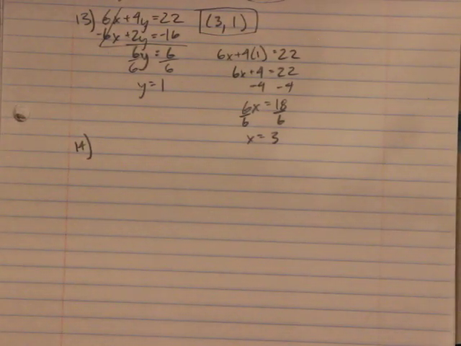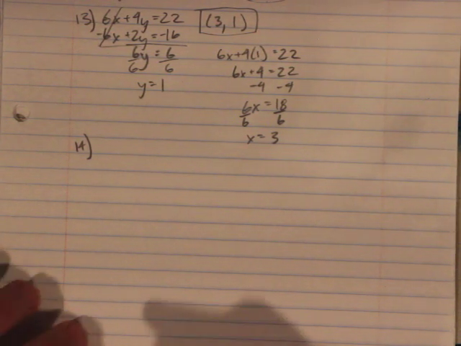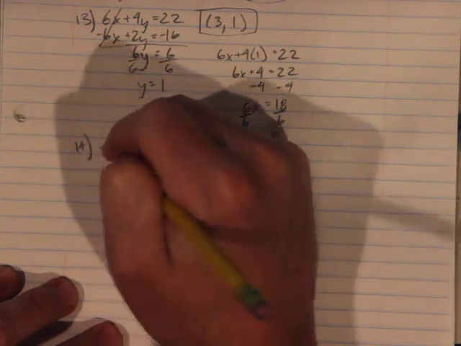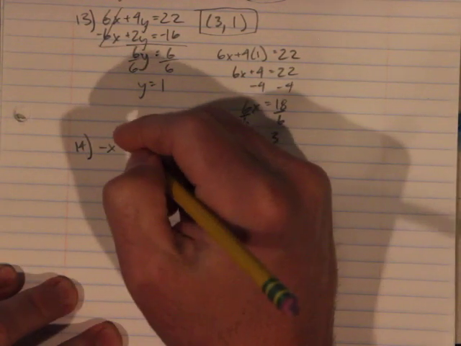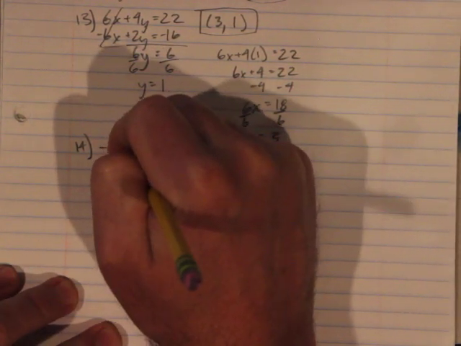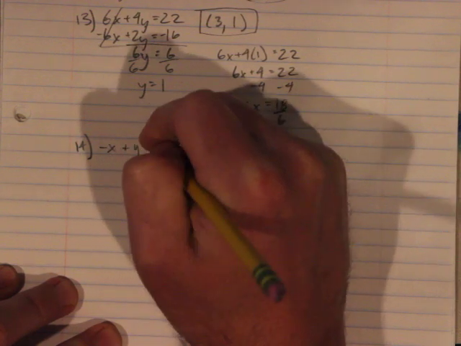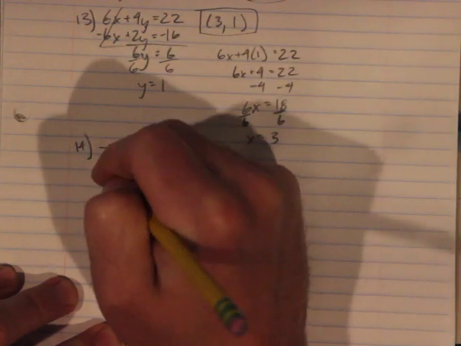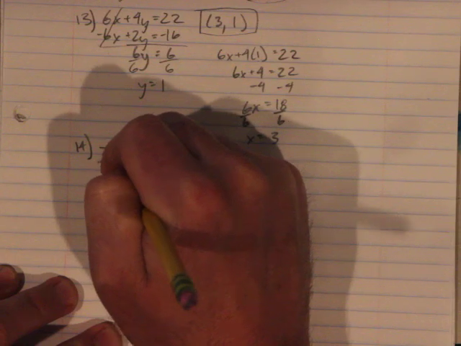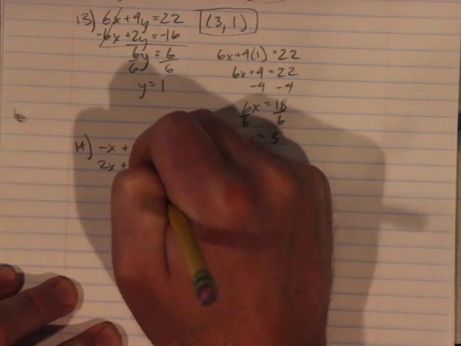Solve the system of linear equations by graphing. Answer with a graphing calculator, or check your answer with a graphing calculator. I do have a graphing calculator right here. I'm not going to use it though. Negative x plus y equals 4 and 2x plus y equals 1.